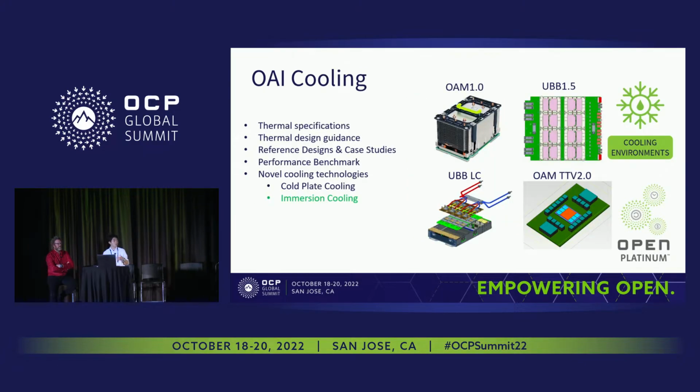More specifically into the OAI cooling, we develop thermal specifications. We provide thermal design guidance. We release the reference designs and case studies. We do performance benchmarks. We also look into novel cooling technologies: co-play cooling, which I've done a lot around, and immersion cooling, which we are looking for help from the immersion group here to really help us out on. On the right side of the page, you'll see OEM 1.0, EBB 1.0, UAV liquid cooling solution, and OEM thermal test vehicle 2.0, which are some of the past works or some in progress.